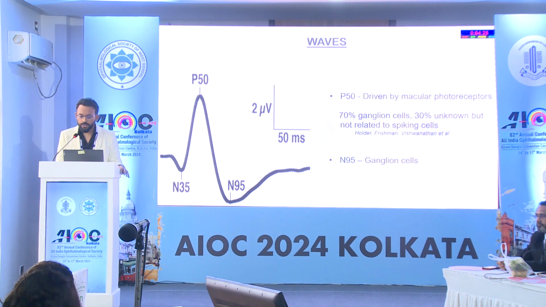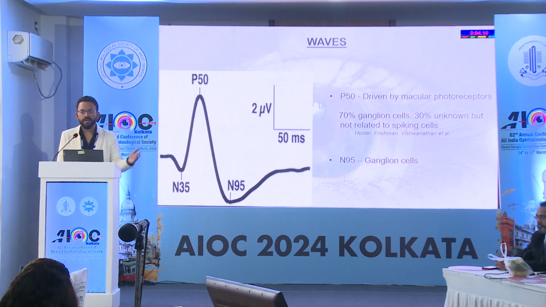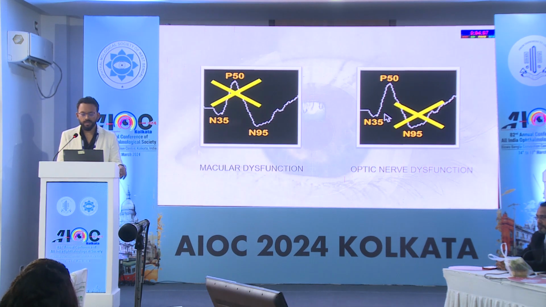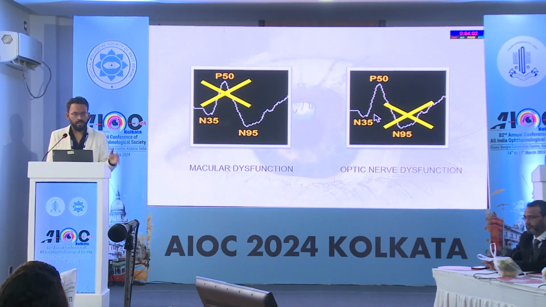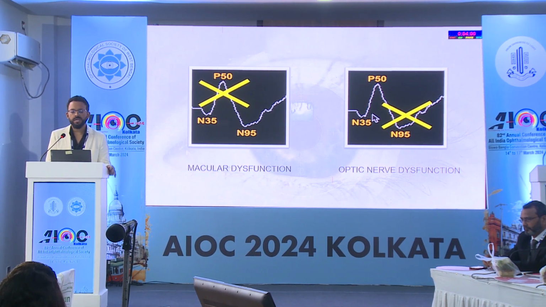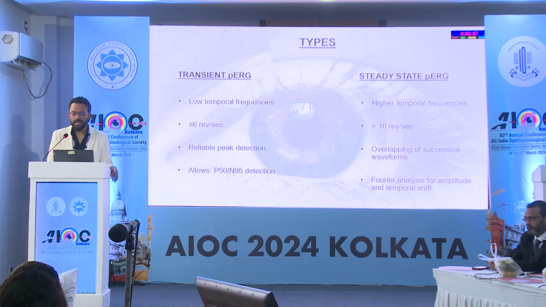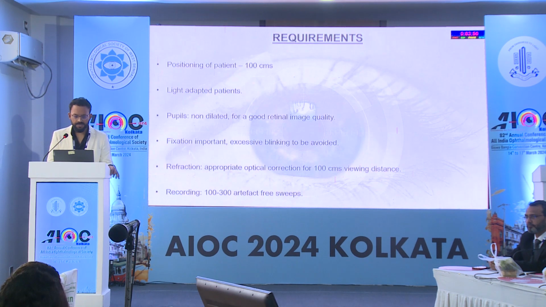It comprises mainly two waves, P50 and N95. P50 is driven by the photoreceptors of the macula, and N95 comes from the optic nerve, the ganglion cells. A good way to remember is that N stands for nerve and P stands for photoreceptors. So P50 is for the macula and N95 is for the optic nerve. Of course, in macular dysfunction the P50 reduces or the latency increases, and in optic nerve dysfunction the N95 reduces or the latency increases. There are two types of pattern ERG, transient and steady state. What we use for our interpretation is the transient state pattern ERG.